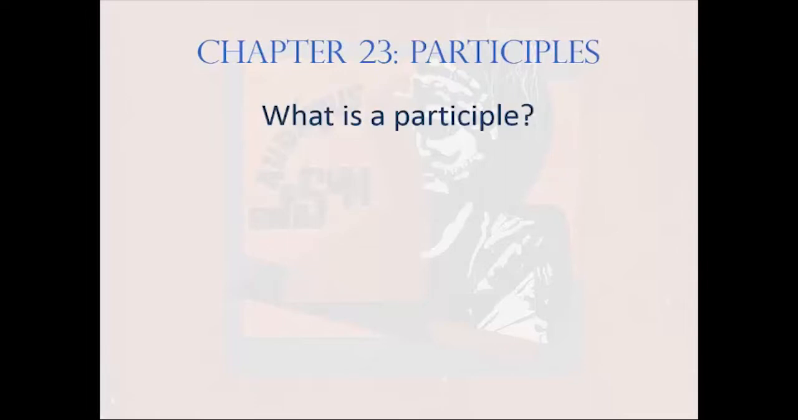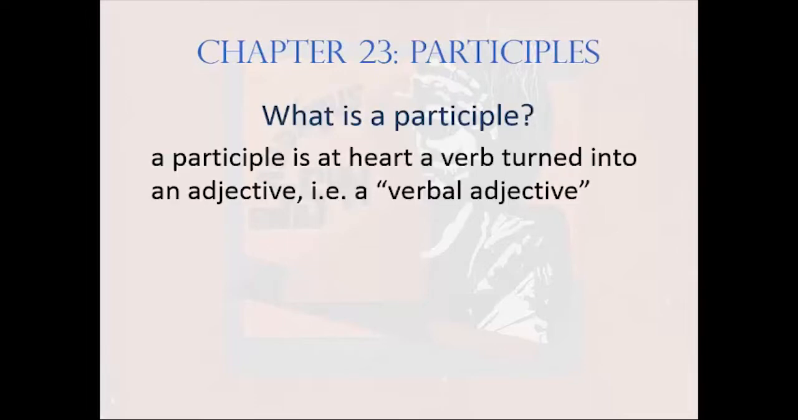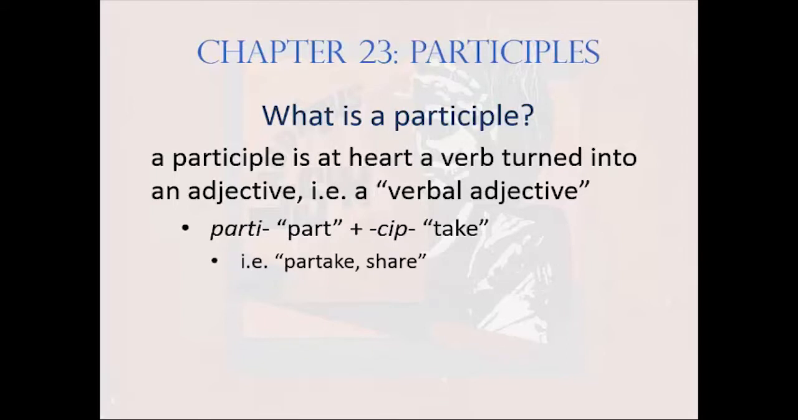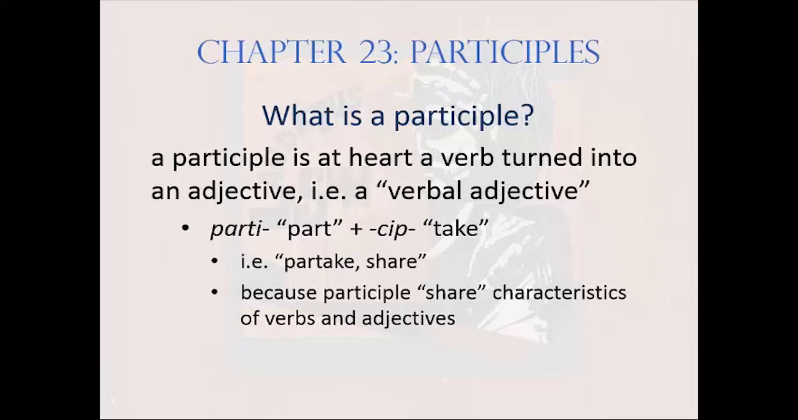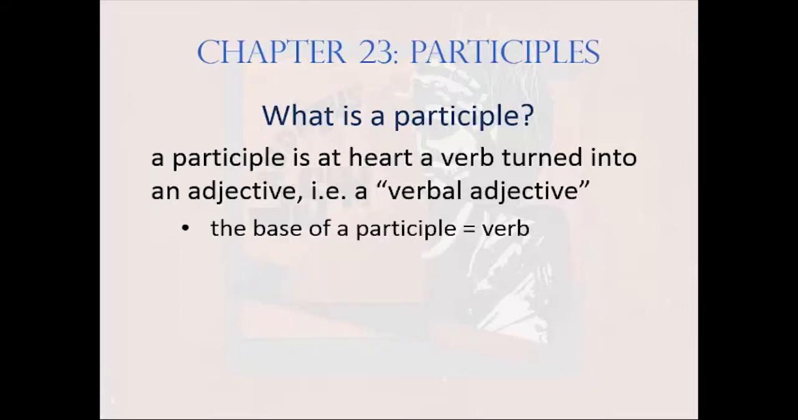What are participles? At heart, participles are verbs which have been turned into adjectives. Thus, technically, participles are verbal adjectives. The first part of the word, parti, means part. The second part, kip or sip, means take, indicating that participles partake or share in the characteristics of both verbs and adjectives. In other words, the base of a participle is verbal, giving it some of the qualities of a verb.